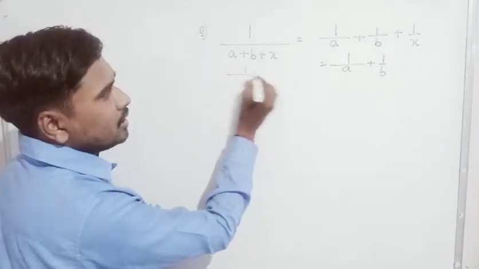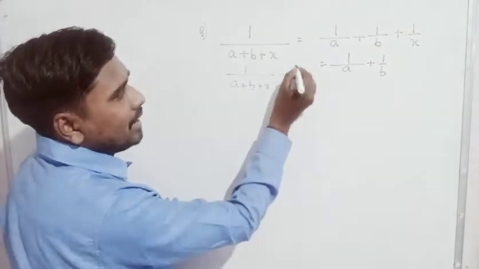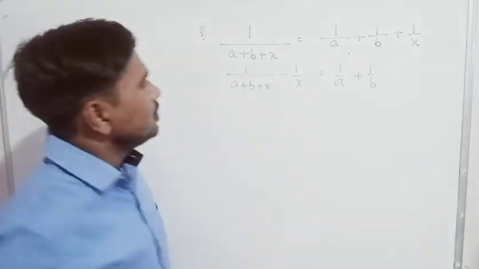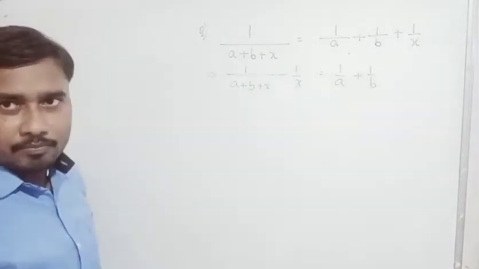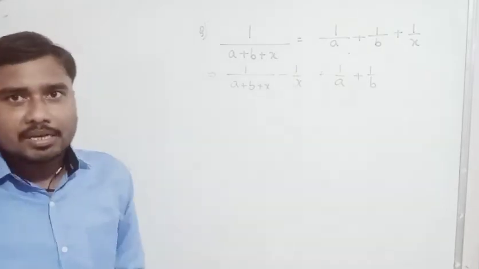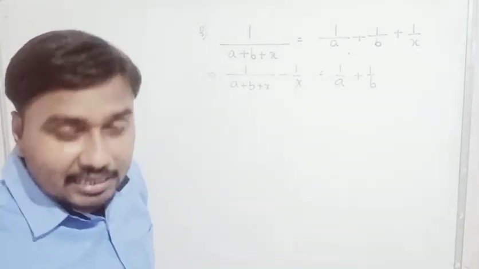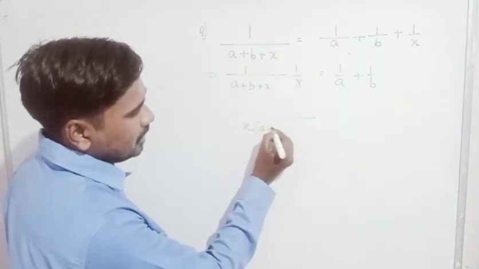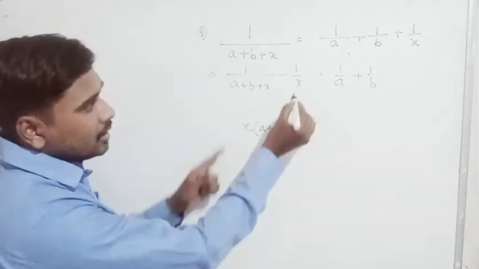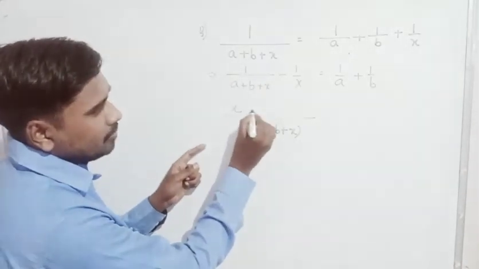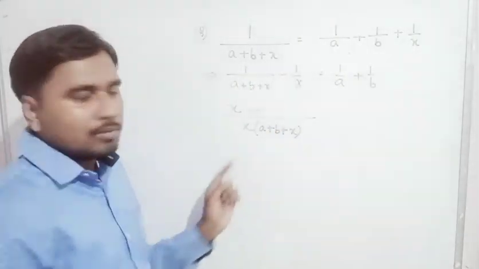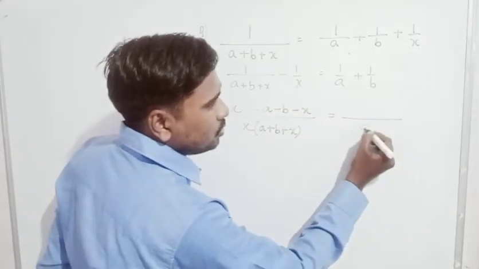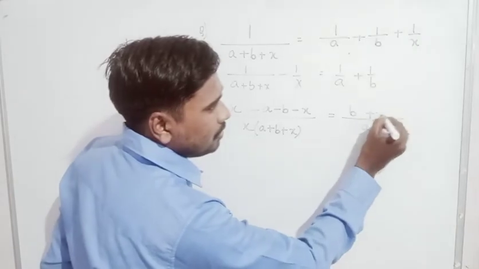And this side what will be there? 1 by a plus b plus x minus 1 by x. Clear? So now in this part we have to solve 1 by a plus b plus x and this is 1 by x. So we can take LCM. When we take LCM, the LCM will be x, a plus b plus x. Here will be x, and then minus. If minus is there, then all the signs will be changed. So a minus b minus x is equal to, here also LCM, here will be b, here will be a.